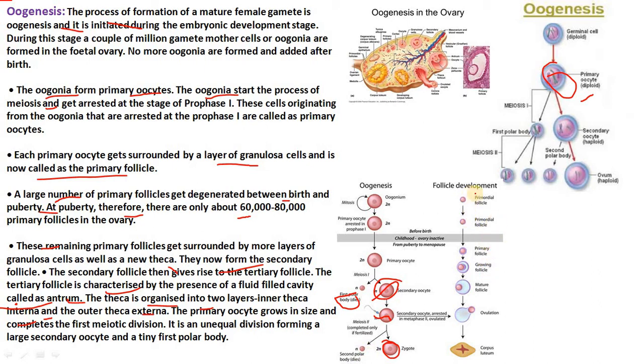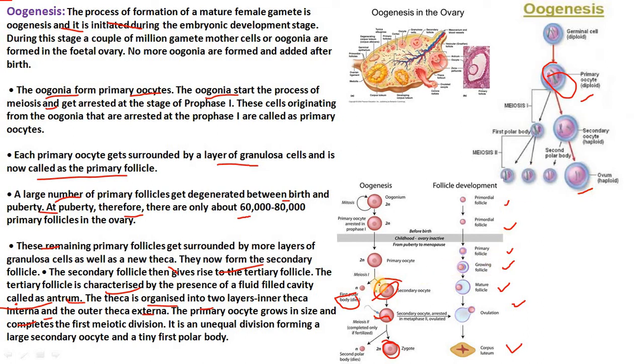In case of follicle development, it is the primordial follicle before birth, then the primary follicle, then the growing follicle during the menstrual cycle, and the mature follicle. Then ovulation occurs on the 14th day of the cycle, and then it becomes the corpus luteum. And the ovum is haploid.